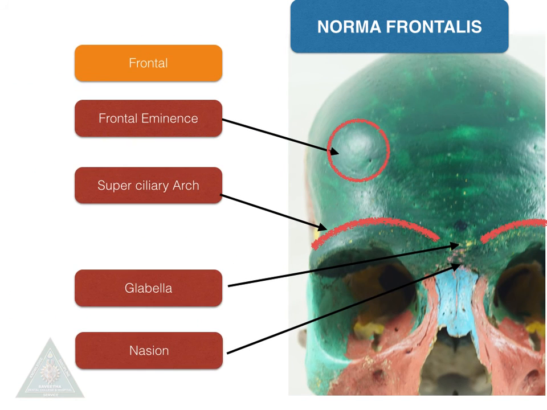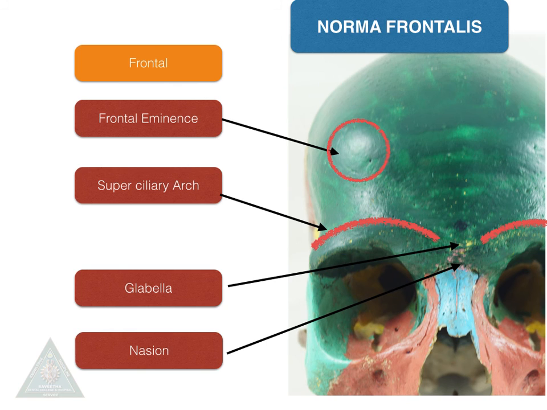Coming to the frontal portion, it has the frontal eminence. It is most prominent in females and children. Behind the frontal eminence, we have the frontal pole of the cerebrum. Below the frontal eminence, we have the superciliary arches.